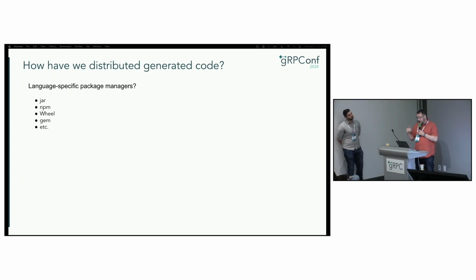You can use your language-specific packaging system with some established patterns on how to package protos and generate gRPC code. For example, with Java, you could build a jar file, and with Python a wheel file. You can then use a package manager to distribute, for example, Maven for Java or pip for Python.